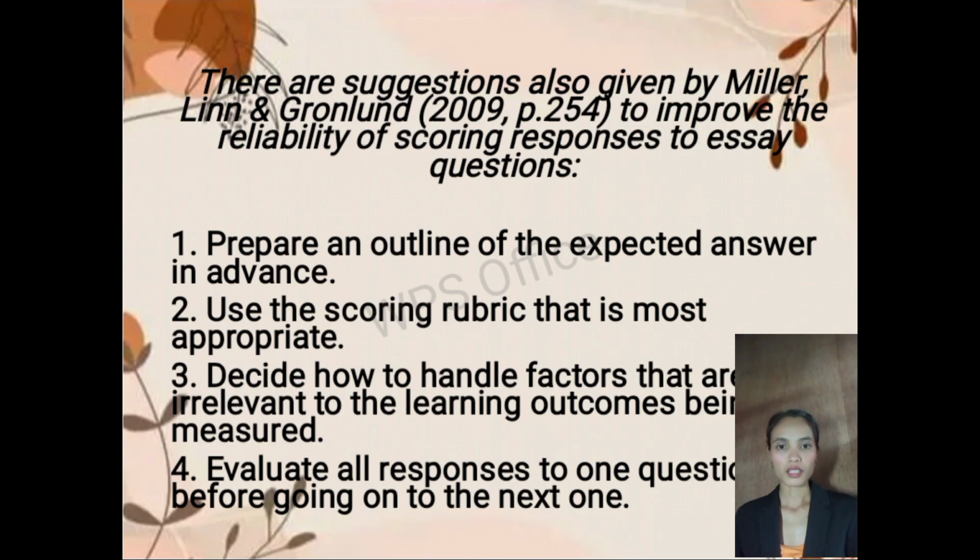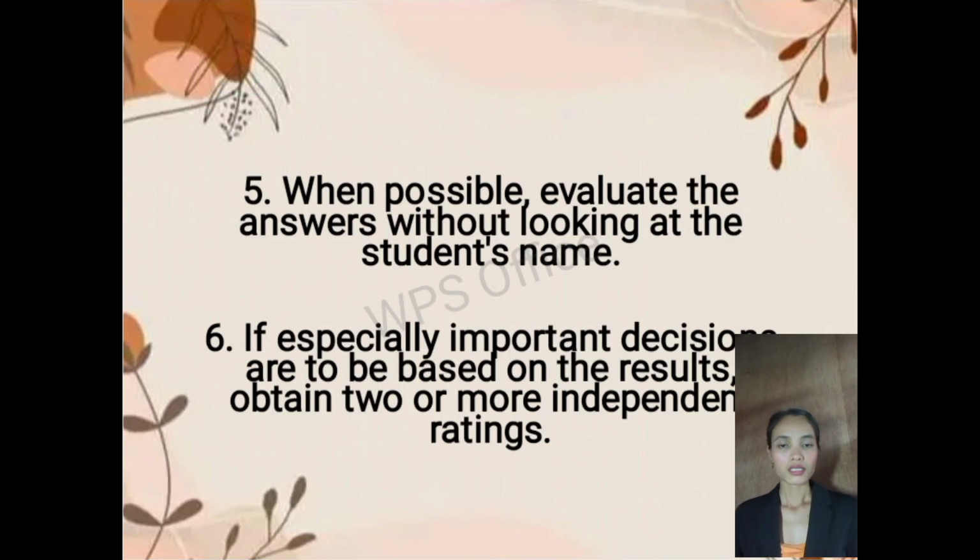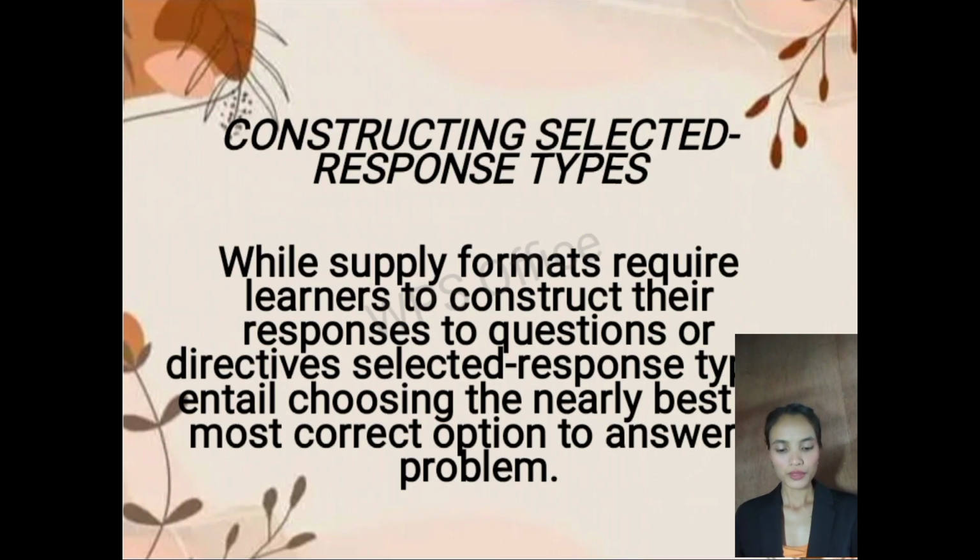Fourth is evaluate all responses to one question before going on to the next one. Fifth is, when possible, evaluate the answer without looking at the student's name. Last one is, if especially important decisions are to be based on the results obtained, use two or more independent ratings. Okay, let's move on to the next topic, which is constructed and selected response types.